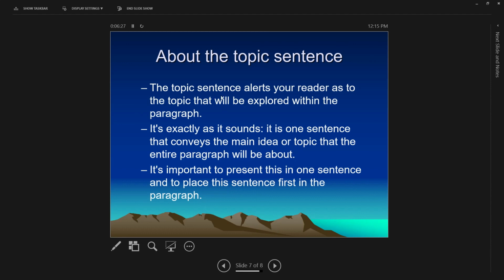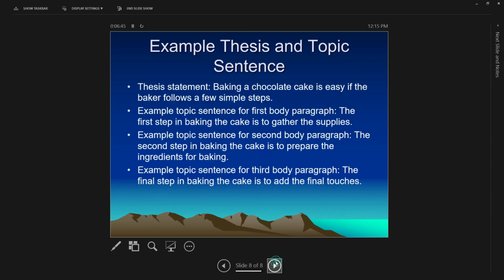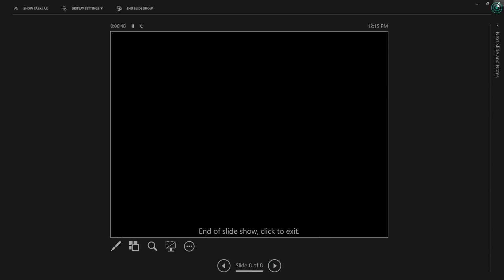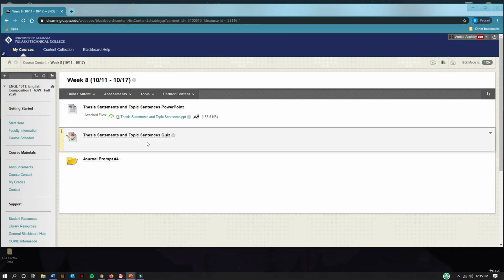So it's just a sentence that alerts your reader to the topic that will be explored within the paragraph. It's exactly how it sounds, y'all. It's one sentence that conveys the main idea or the topic that the entire paragraph will be about. And it's important to do this in just one sentence, and it's the first sentence of your paragraph. So that is what topic sentences and thesis statements are.